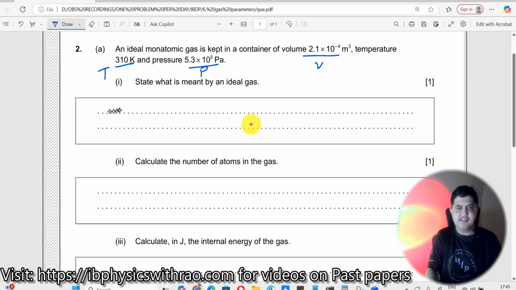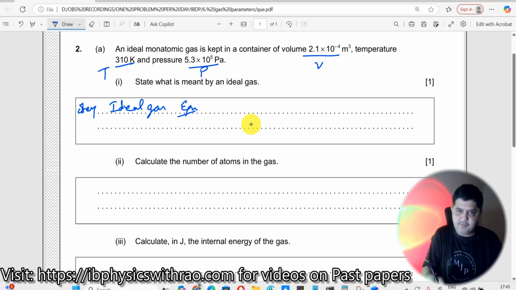Some answers mention that a gas that obeys the ideal gas equation is an ideal gas. You are absolutely correct. Okay, there's nothing wrong. You can write it like this.